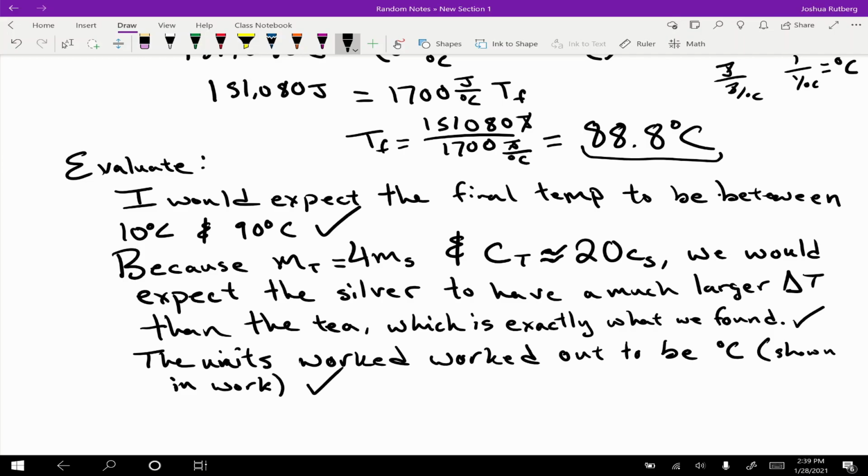So from all of those, I can say that my answer isn't unreasonable, even if this does seem a little bit suspiciously high to me. But again, with such a large difference in specific heats and such a large difference in the mass, that's not entirely unexpected. So that's how I would go about solving this problem.